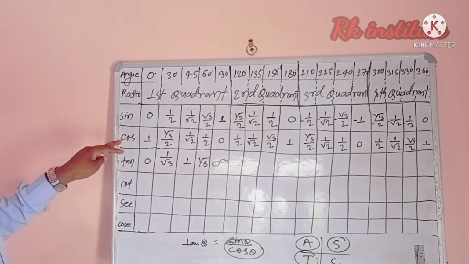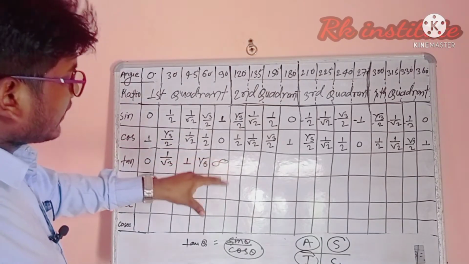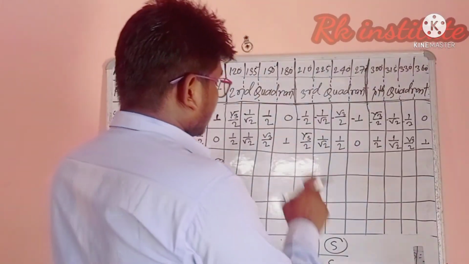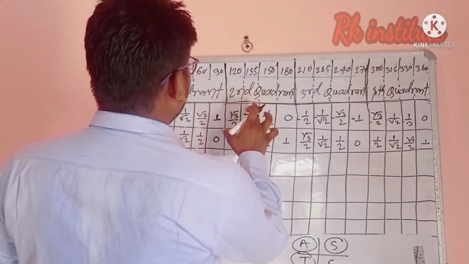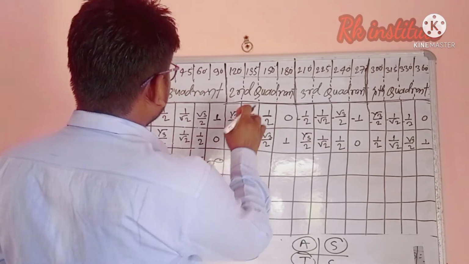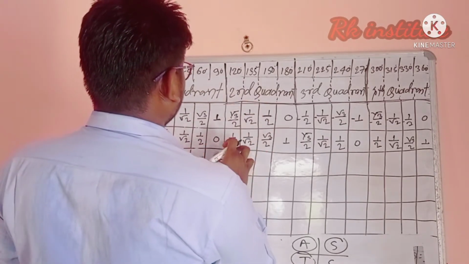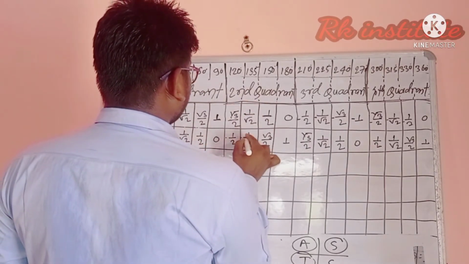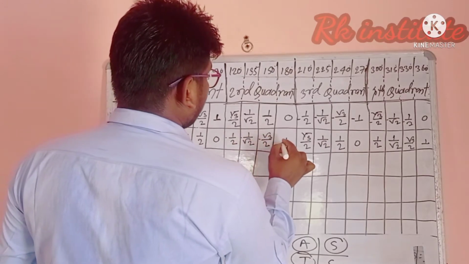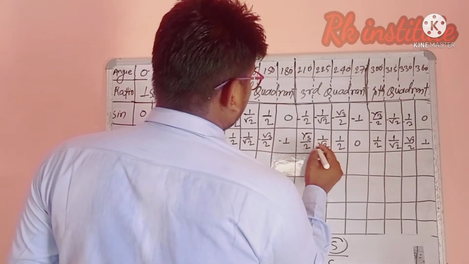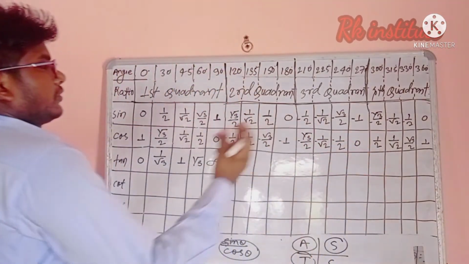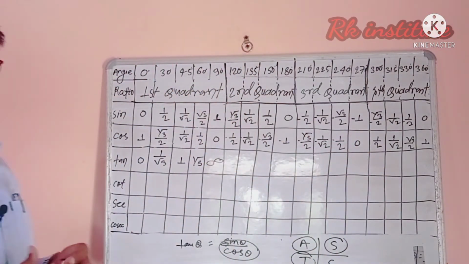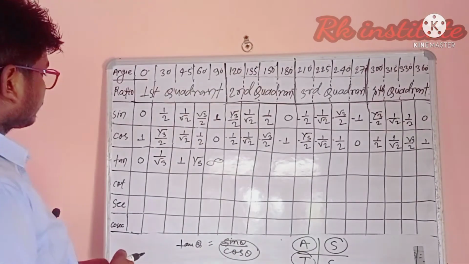And you have to remember cos. In which quadrant is cos negative? Second quadrant and third quadrant are negative. So in the second quadrant negative, and the third quadrant is also negative. For 0 you can write negative or positive, both are same.